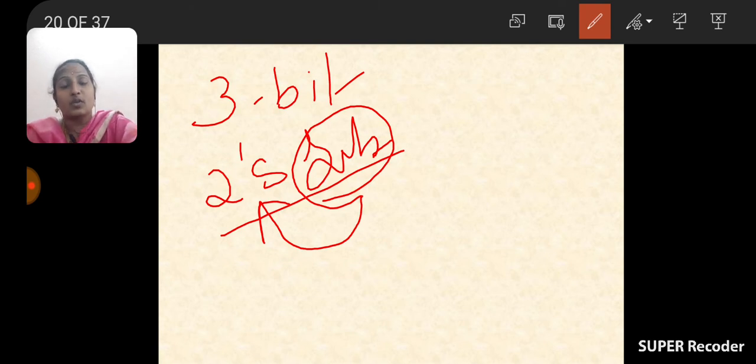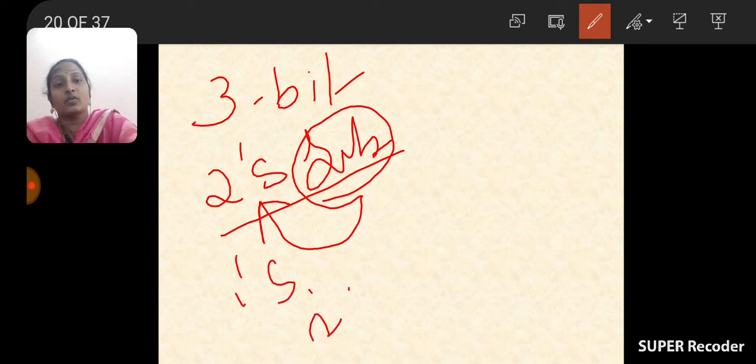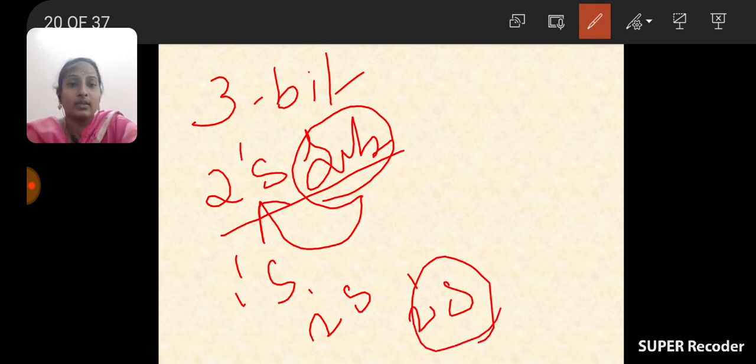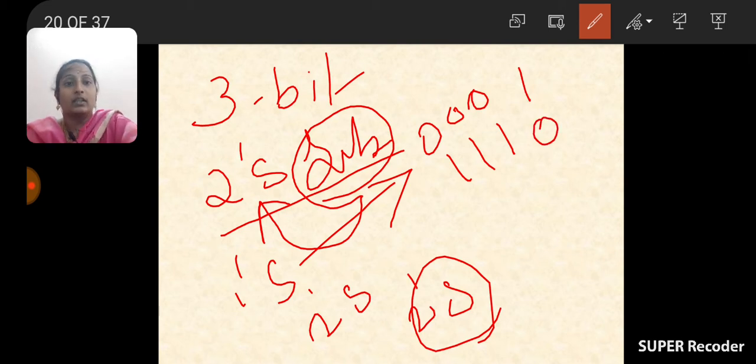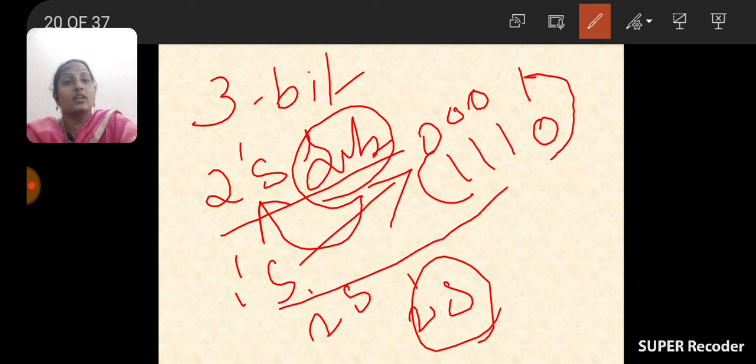What is meant by 2's complement subtraction? Before going to that, I would like to revise what is meant by 1's complement and what is meant by 2's complement. First of all, in the 1's complement, all zeros are converted into ones and all ones are converted into zeros. In the given inputs, each zero will be converted into 1 and all ones are converted into 0. So that is called 1's complement.